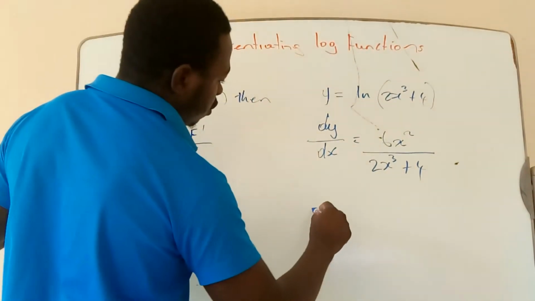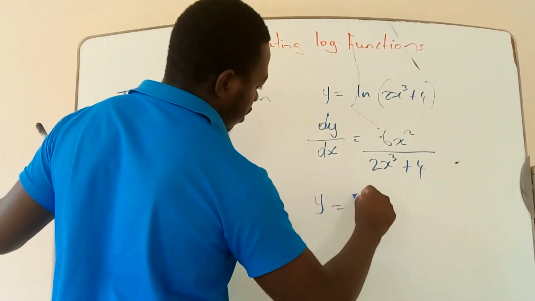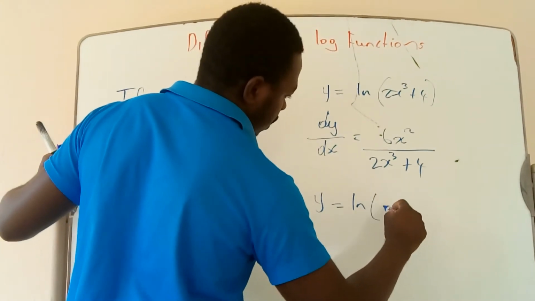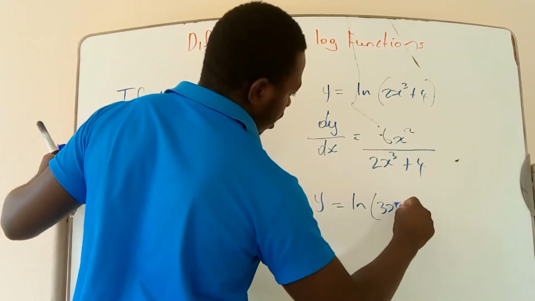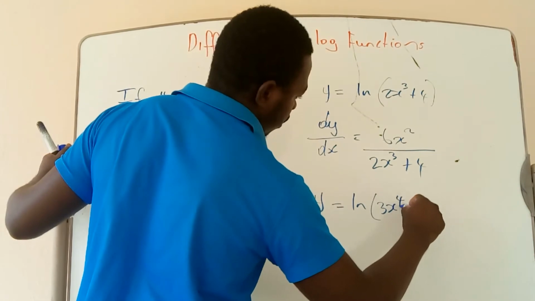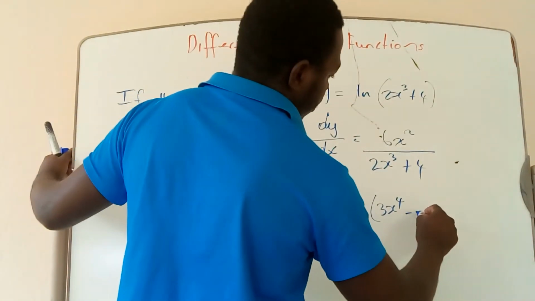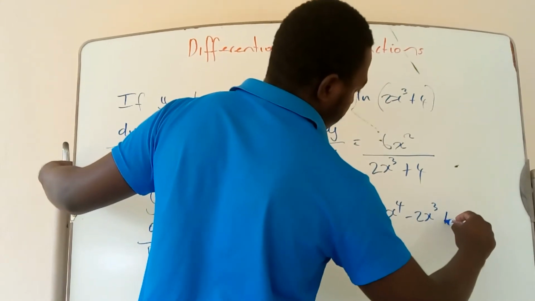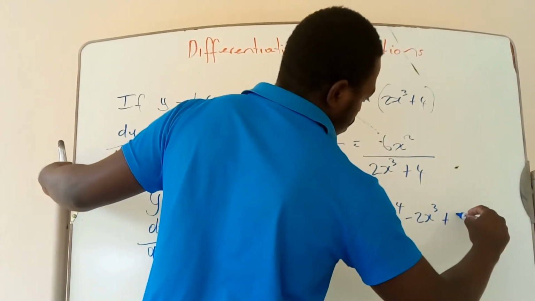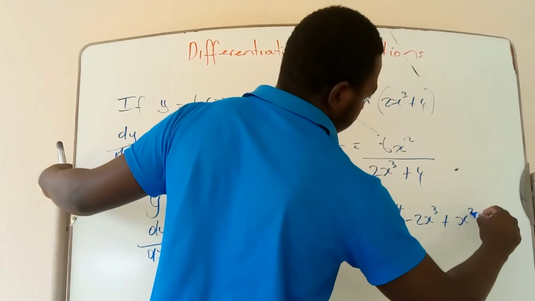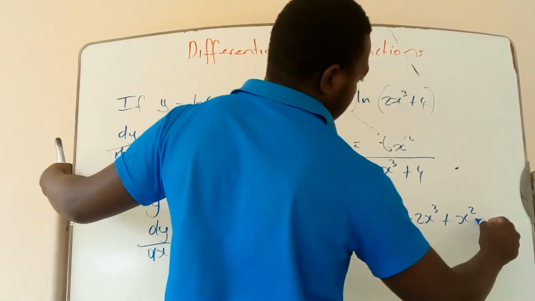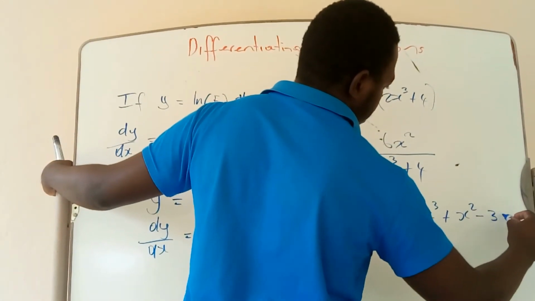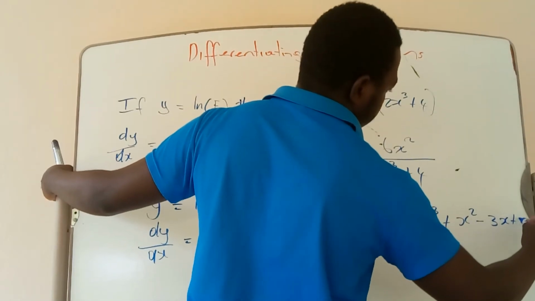Let's say I have a function which is y equal to ln of 3x to the 4th power minus 2x to the 3rd power plus x squared minus 3x plus 1.